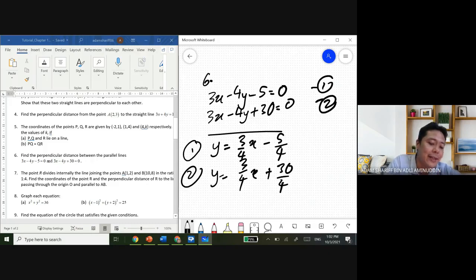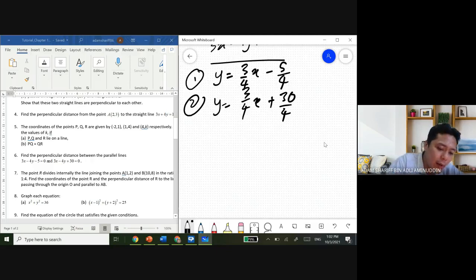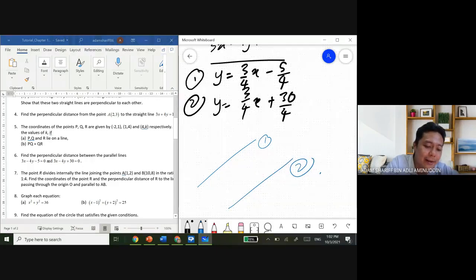Okay, kita nampak gradient dia sama kat sini. 3 over 4 are the gradients. They are parallel with different y-intercepts. But that is not what they want. Gradient dia positif. Line pertama, line kedua, they are parallel. And we need to find the perpendicular distance, jarak the shortest yang perpendicular. Katakan ni point yang pertama, ni point kedua, jarak pendek dia. Kita ambil point ke sini dengan point yang kedua kat sini pun, jarak dia mestilah sama, right?